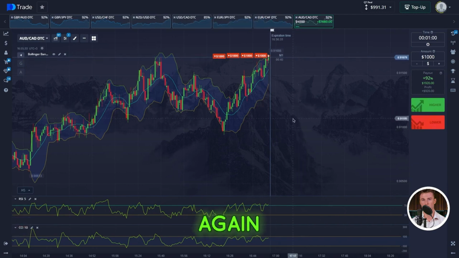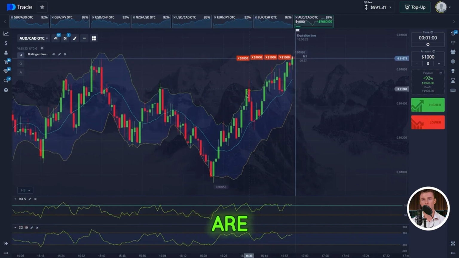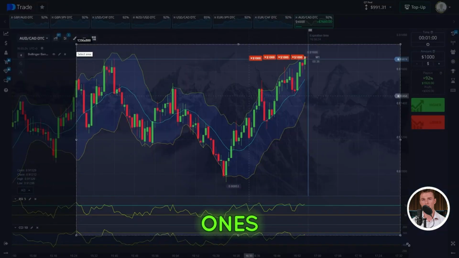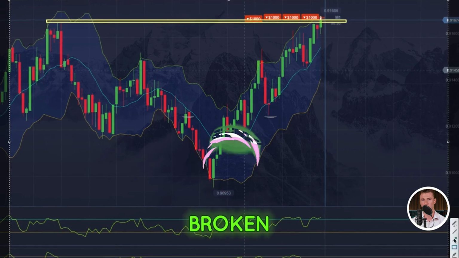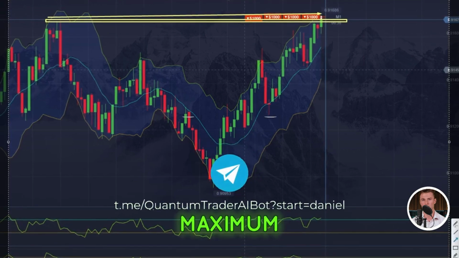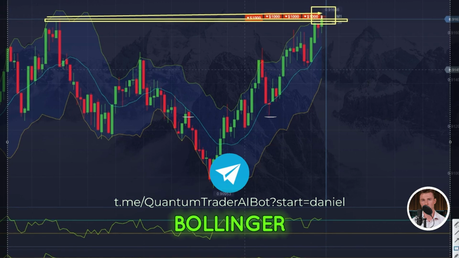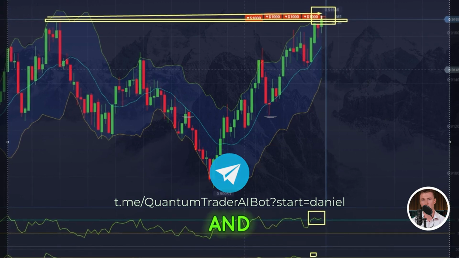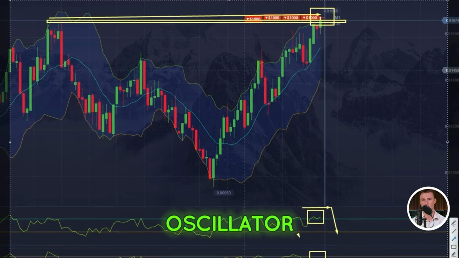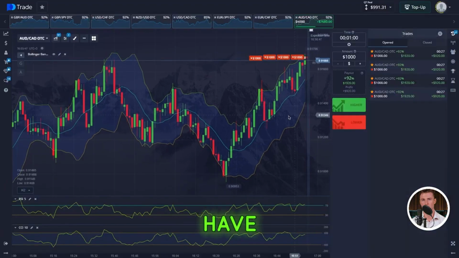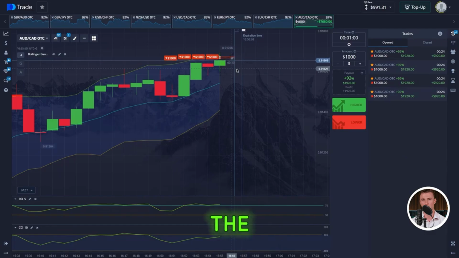We will open them again for a decline. The trades are opened on the same principle as the previous ones. We will highlight the working area. The resistance area has been broken through. A new local maximum has formed. The upper Bollinger Band has been touched. And I will expect an exit from the overbought area along the RSI oscillator. We have about 20 seconds left to watch the result.